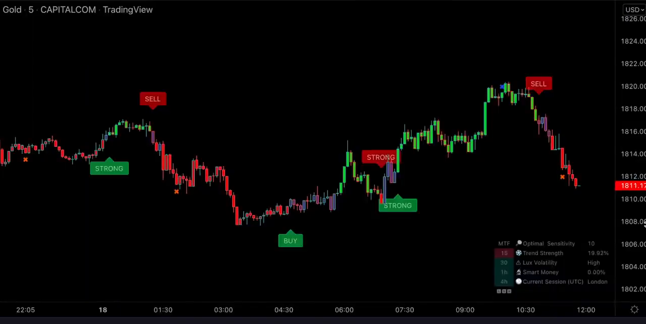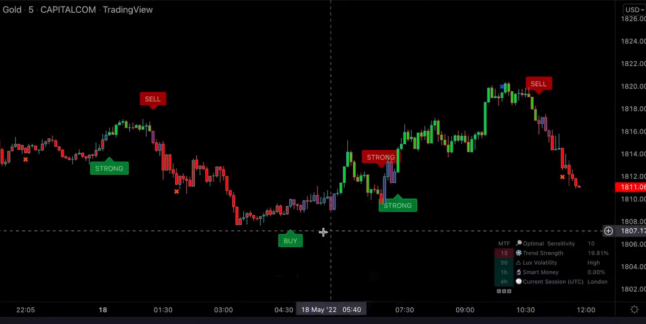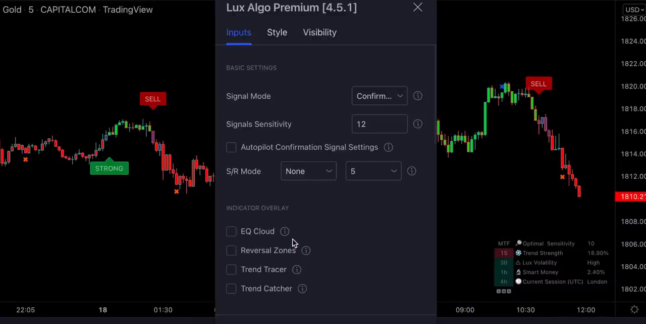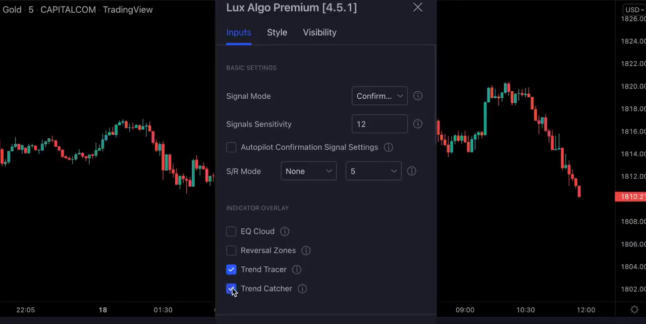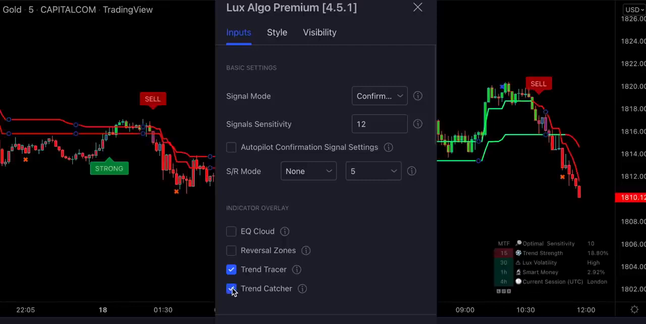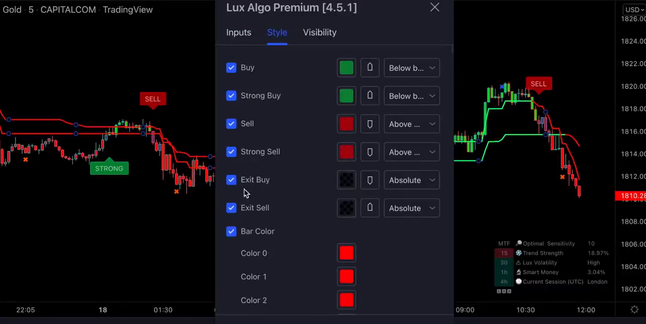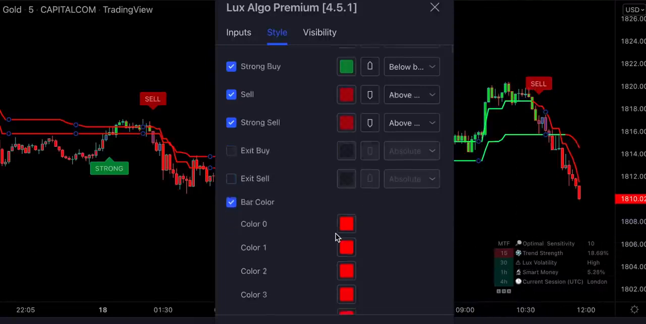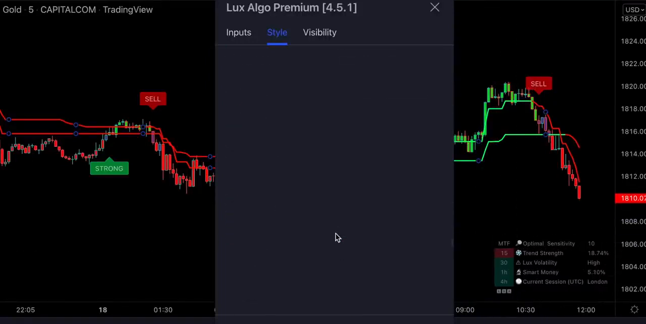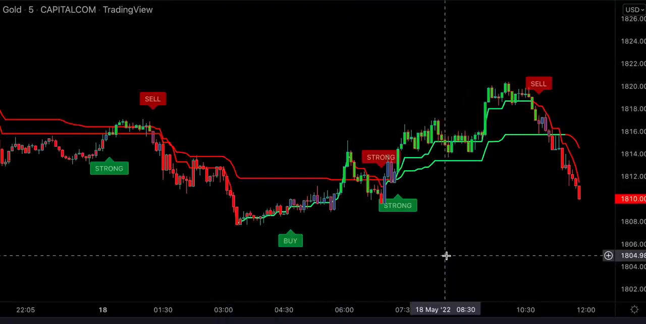Okay, so in this video I'm only going to test 2 strategies with this indicator, and for our first strategy we need to go into our settings and make some adjustments. So first we're going to need to enable these 2 options. Now we're going to need to go into our style section and remove these exit buy and sell signals. We will also get rid of this box. Okay, now our strategy is ready.